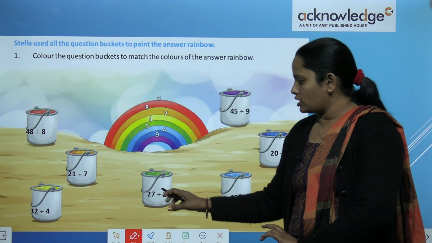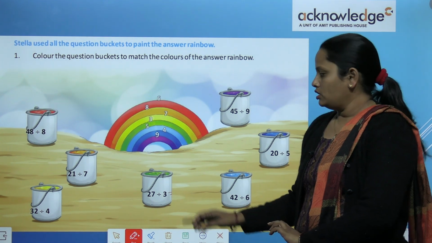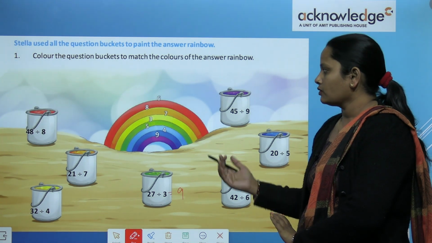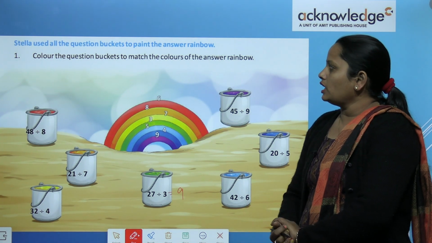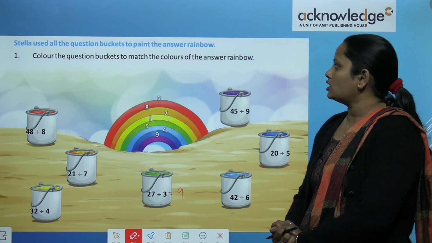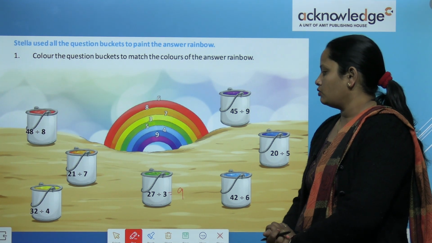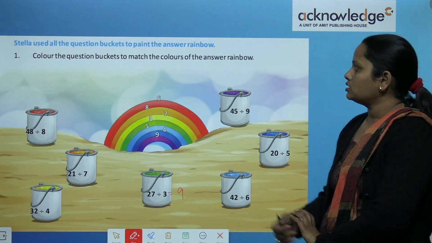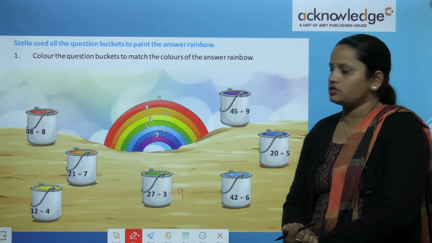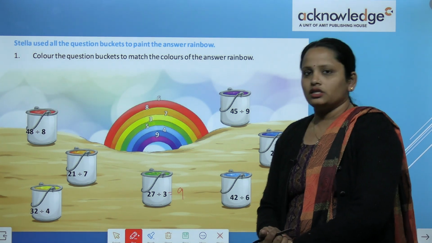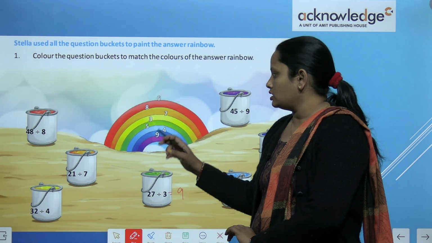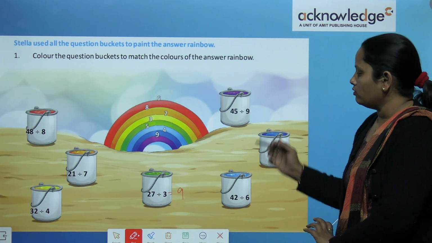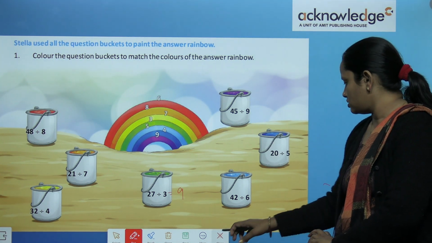हर bucket पे कुछ question लिखा हुआ है. So she used this question bucket to fill in the rainbow. Color the question bucket and match the color of the answer rainbow. We have to color the question bucket and we have to match the answer rainbow. So here it's 9 here. So 9 is here. So we have to color it. And similarly, you have to solve the given questions.